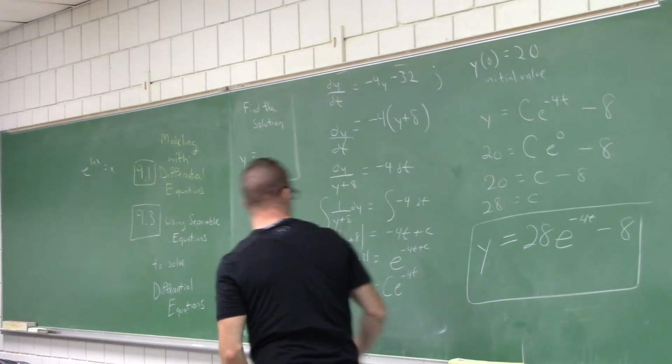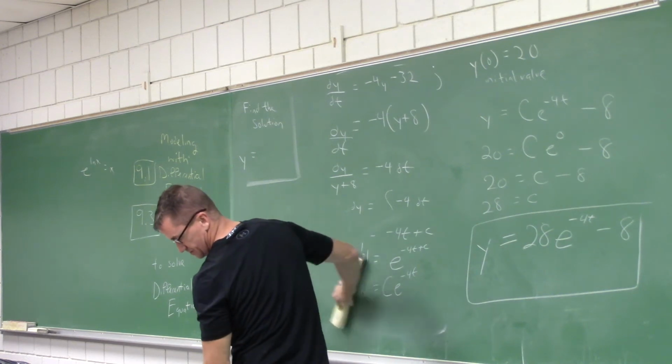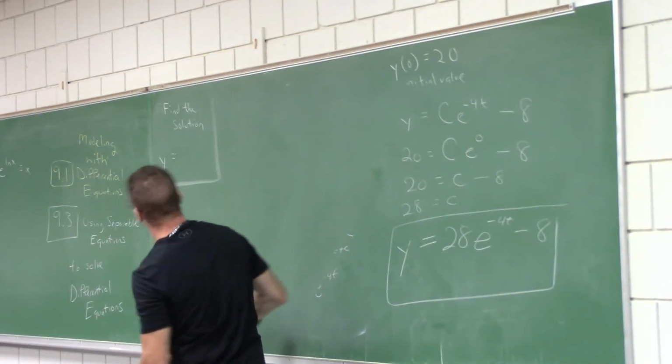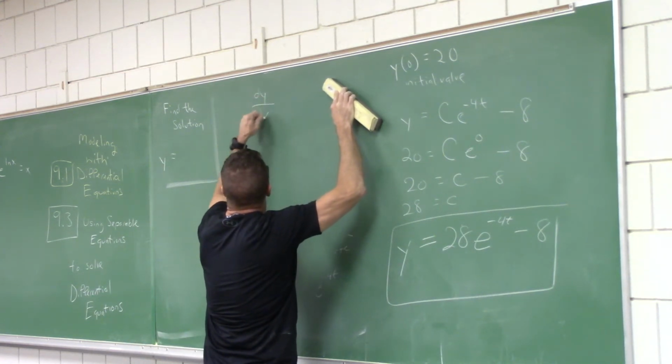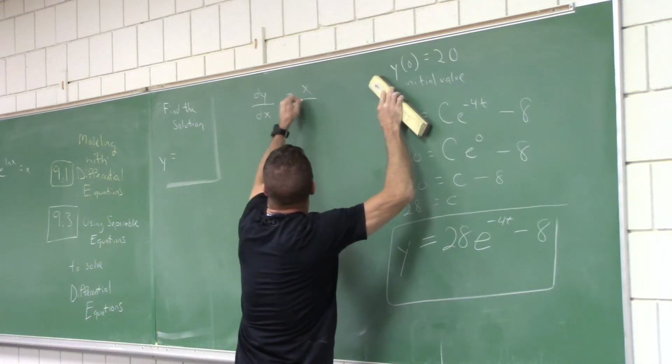Okay. Nothing crazy here. Last one. dy over dx equals x over y.